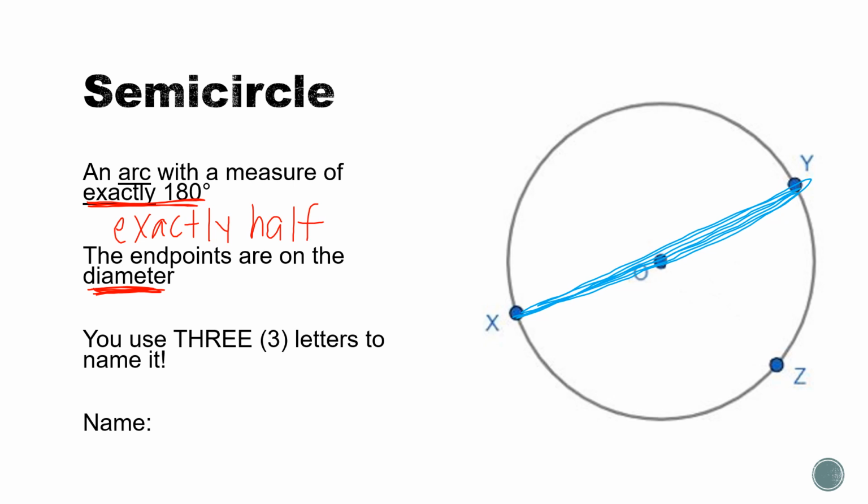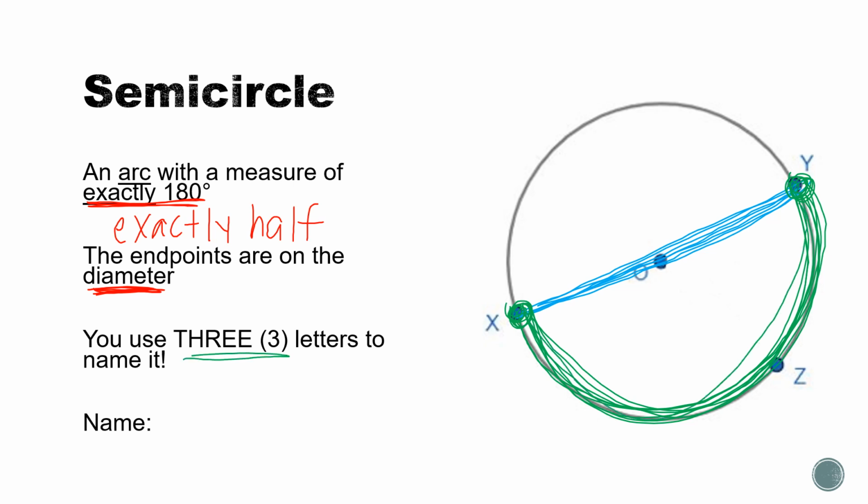So to have a semicircle, I need to go from X to Y. I'm going to go this way. I'm starting at X, I'm ending at Y. Those are the 2 points in my diameter. Again, we're going to use 3 letters to name it. So we're starting at X, ending at Y, and this time Z is in the middle. And so that would be our semicircle.